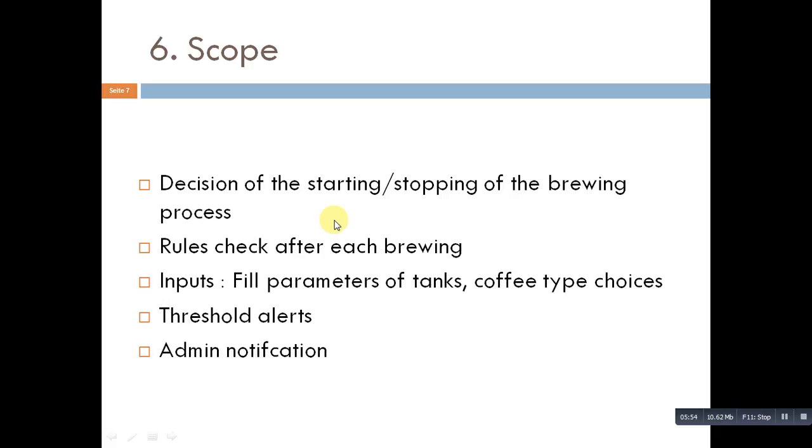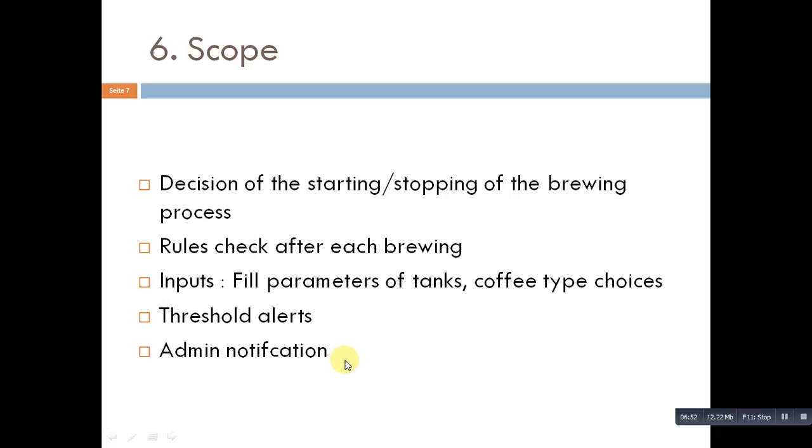And regarding the scope, what you are not going to do here is the decision of starting and stopping the brewing process. So you are not going to talk about this. You are just going to take only the working part, then the rules to check after each brewing, and the input field parameters. So you are going to check rules after each brewing control, and then you also have inputs: the field parameters of the tanks, as we have seen in the previous slide, the coffee type choice, and then we are also going to talk about the alerts and the admin notification.